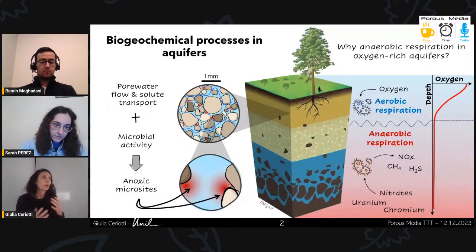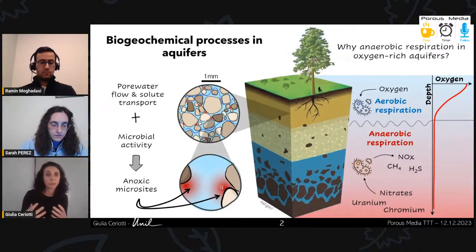And they are formed by a complex coupling between pore water flow, solute transport, and microbial activity. In particular, aerobic respiration that is uptaking oxygen in specific locations where bacterial colonies are formed. So since we have this anoxic condition happening even in a bulk oxygenated system, anaerobic respiration can potentially be hosted also in oxic environments. So far, we don't know much about anoxic microsite formation. It's very difficult from a methodological point of view to observe them, to monitor them in the field.